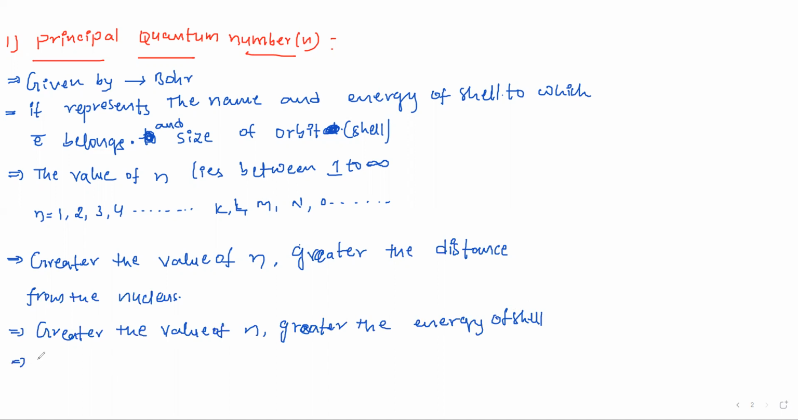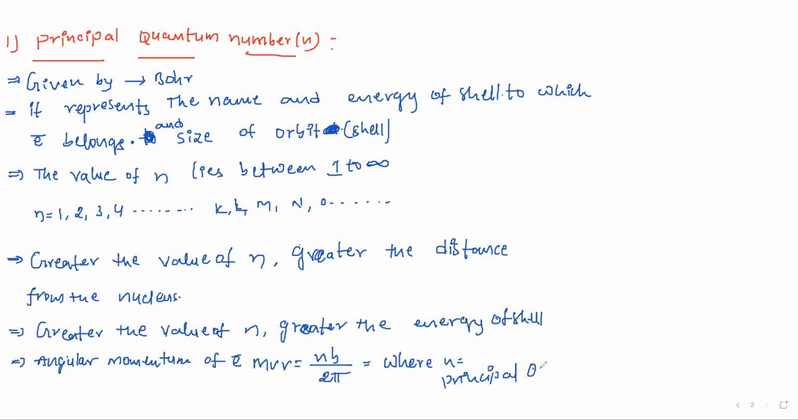According to Bohr, we know already the angular momentum of the electron, mvr, which equals nh by 2 pi, where n is the principal quantum number.